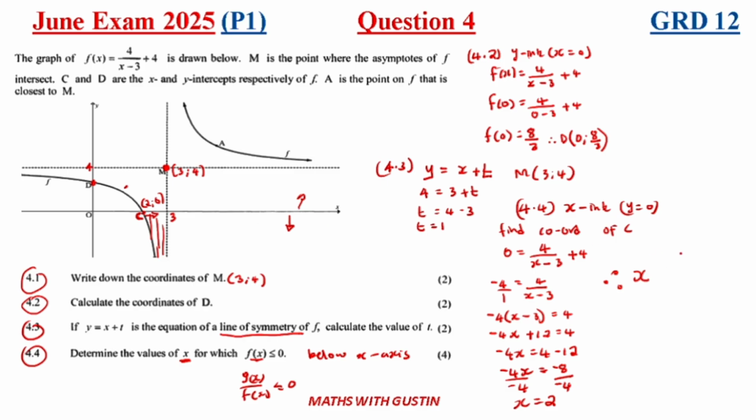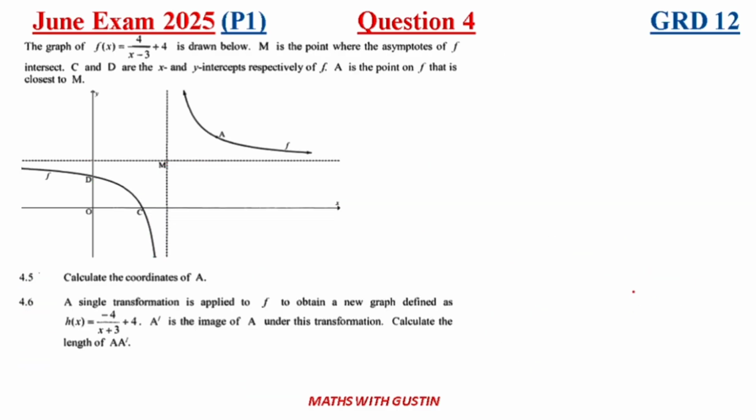So you're going to say for all the values that are greater than or equal to 2, but however, it's not supposed to touch the line of asymptote. Therefore, you need to say but needs to be less than 3. Okay, and this is how you would answer question 4.4. Moving right along to 4.5.